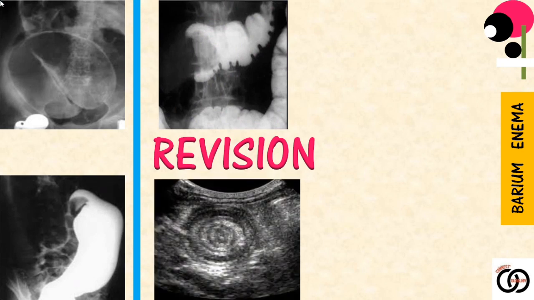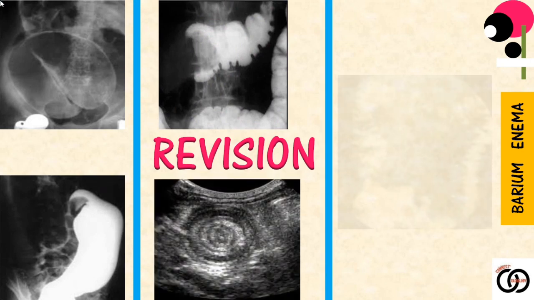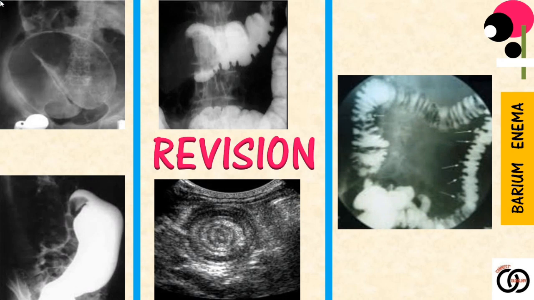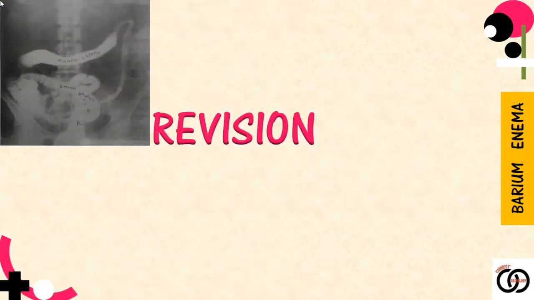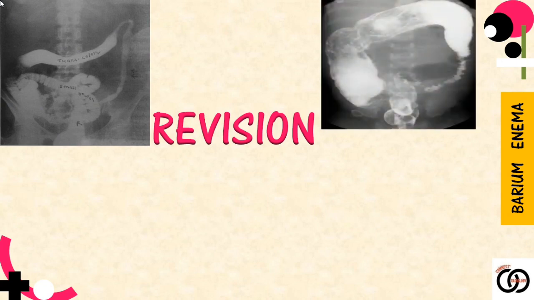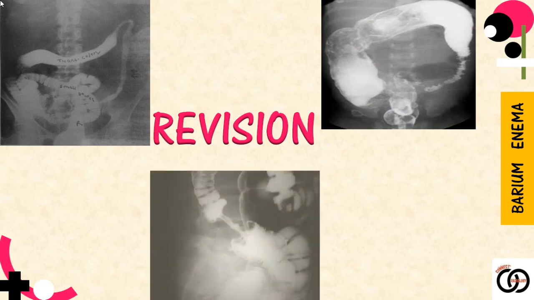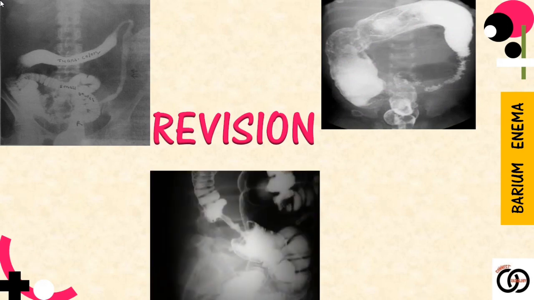Target sign on USG. Diagnosis, intussusception. Sawtooth appearance on barium enema. Diagnosis, diverticulosis. Lead pipe colon on barium enema. Diagnosis, ulcerative colitis. Megacolon on barium enema. Diagnosis, Hirschsprung disease. And apple core appearance on barium enema. Diagnosis, carcinoma colon.